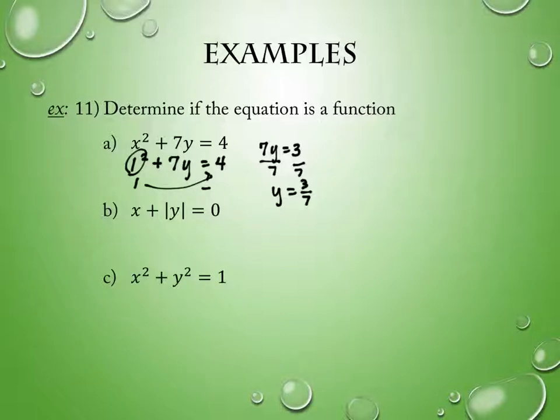But no matter what value I put in for x, even if I put in the 2, how many values am I going to get for y? Just 1. The process would be the same. I would subtract whatever that x squared ended up being, and I would divide it by 7. I would always get 1 value. So every 1 input gives me 1 output. So this one's a function.